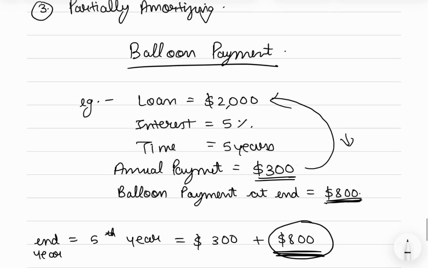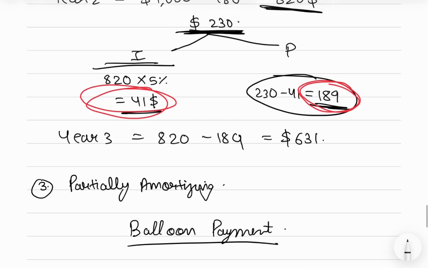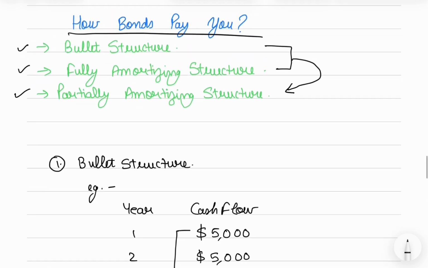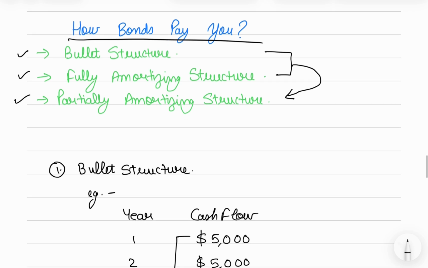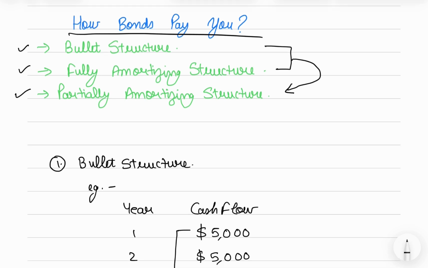So today we understood how bonds actually pay you. Either it is a bullet structure. In the bullet structure, a full amount at the end is paid. In the fully amortizing, a gradual repayment, and in the partially amortizing, a mixture of both of these things. So these concepts are very important before moving to the different types of bonds and the calculation part of the coupon rates and bond pricing.